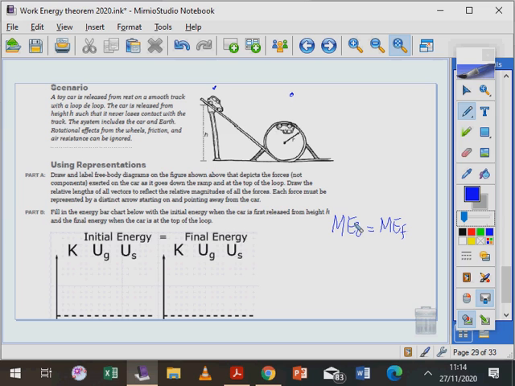Alright, so the mechanical energy initial is equal to mechanical energy final, right? So ask yourself in the initial state, and I'm not reading through this because I asked you to read through, so I hope you read through and you know what's going on.